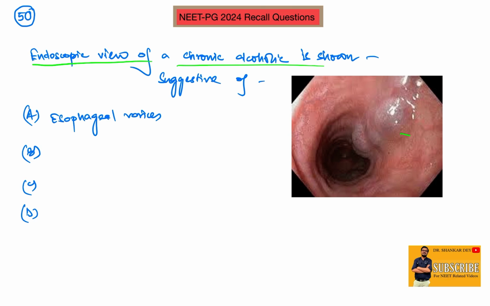Question number 50, this is an endoscopic view of a chronic alcoholic patient. Here you can see some engorged veins. So bluish color, some engorged structures on the wall of the GI tract. So this is esophagus. So these are nothing but esophageal varices.